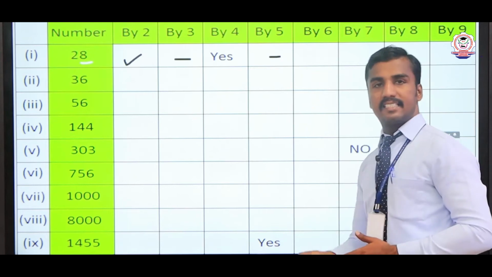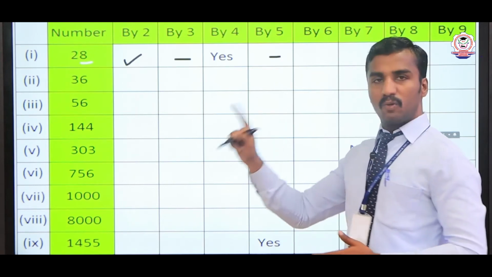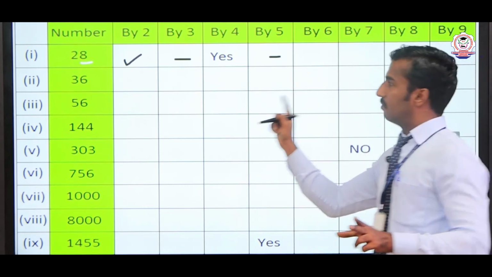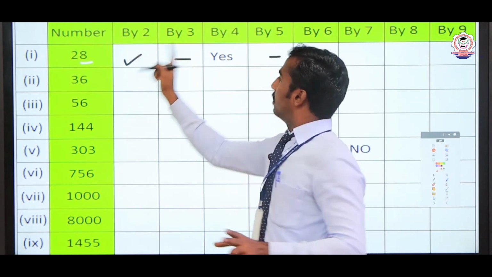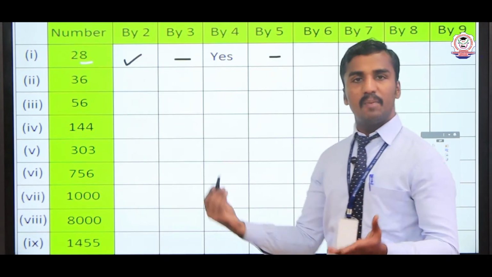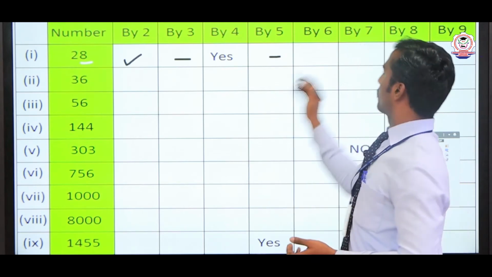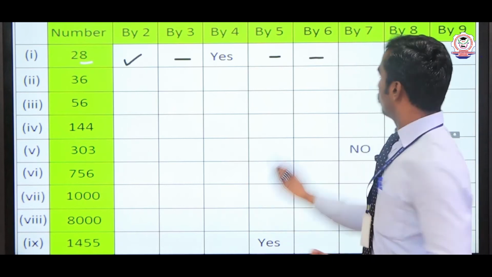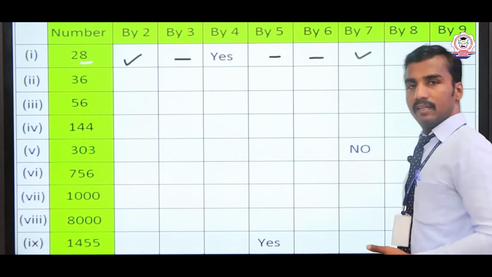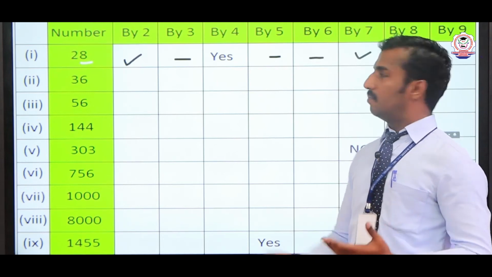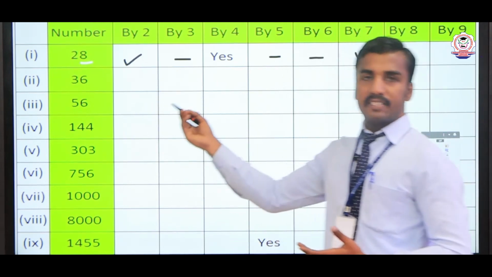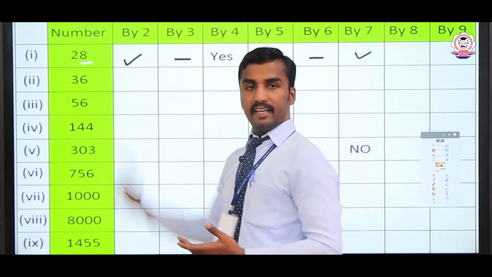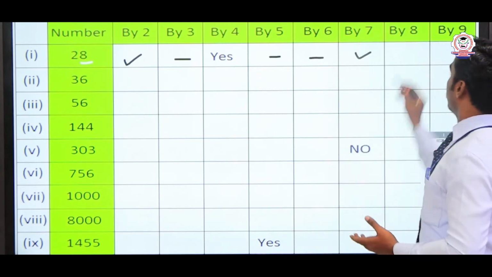Next, divisible by 6. The conditions are 2 and 3. Divisibility by 2 is satisfied but divisibility by 3 is not, so this number is not divisible by 6. Next, divisible by 7. 7 fours are 28, so it is divisible by 7. For 8, we look at the last 3 digits but here there are only 2 digits. 8 ones are 8, 8 twos are 16, 8 threes are 24, 8 fours are 32, but here we have 28. So it is not divisible by 8.